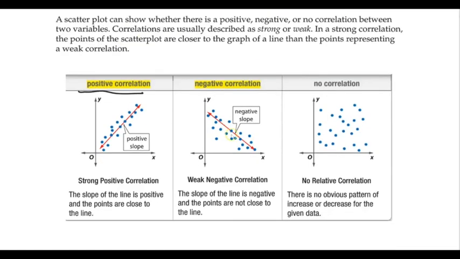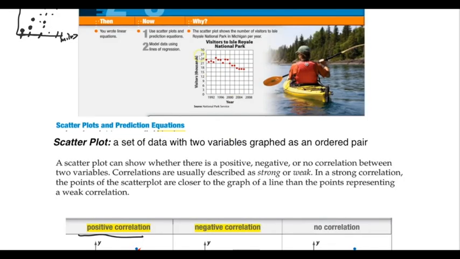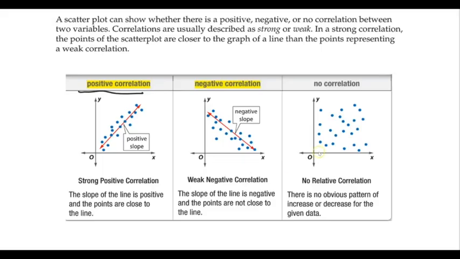And there's a negative correlation. Sadly, this national park right here, you can see it's kind of a negative correlation. The further out we get, the fewer people are going to the national park. Support national park people. And there's something we call no correlation. That means they have nothing to do with each other.